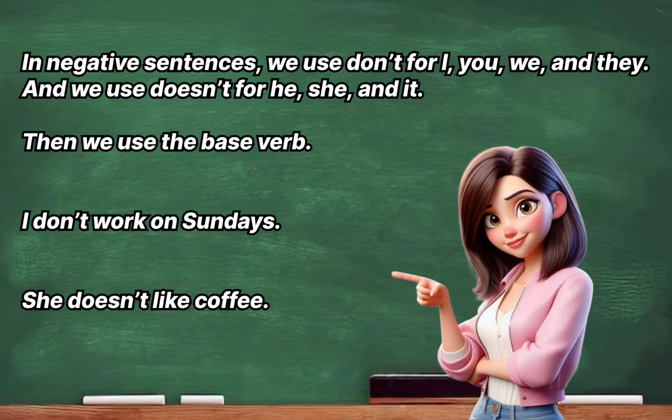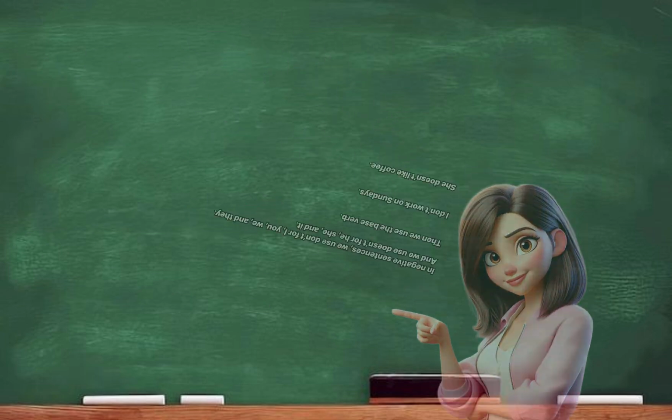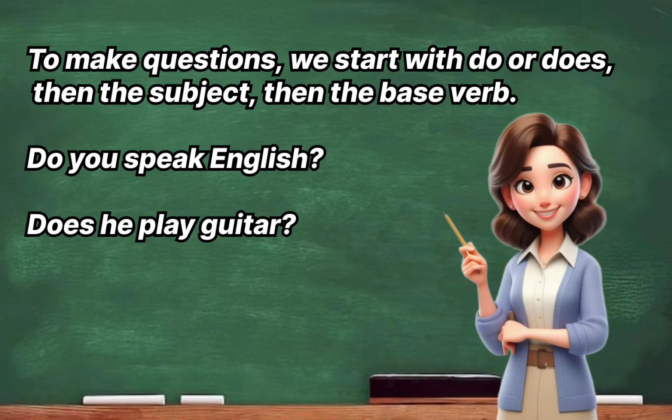In negative sentences, we use don't for I, you, we, and they. And we use doesn't for he, she, and it. Then we use the base verb. I don't work on Sundays. She doesn't like coffee. To make questions, we start with do or does, then the subject, then the base verb. Do you speak English? Does he play guitar?